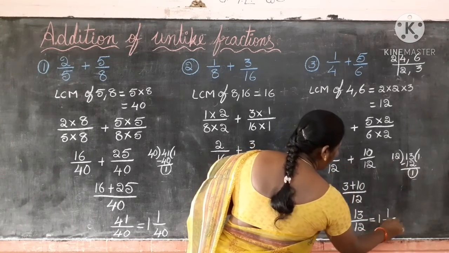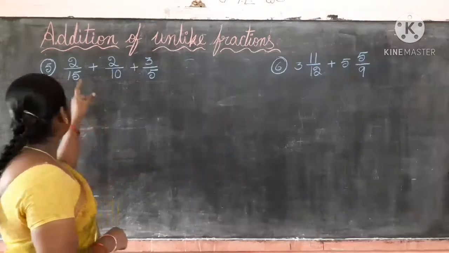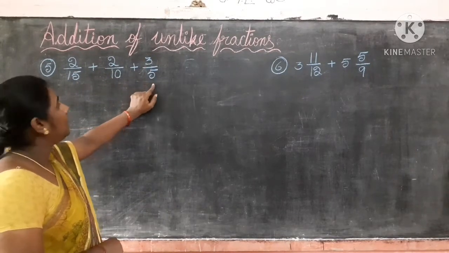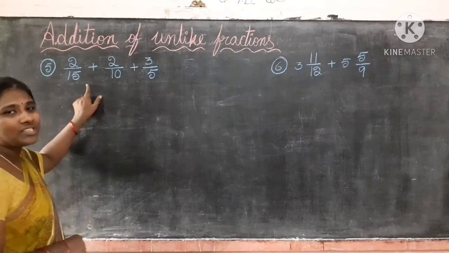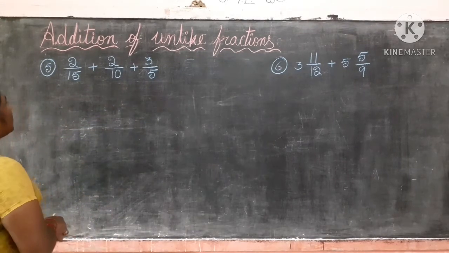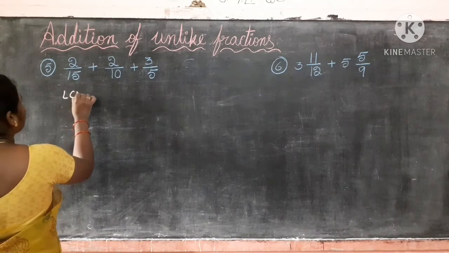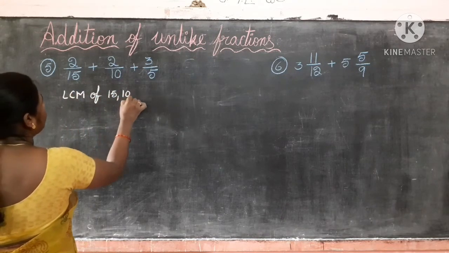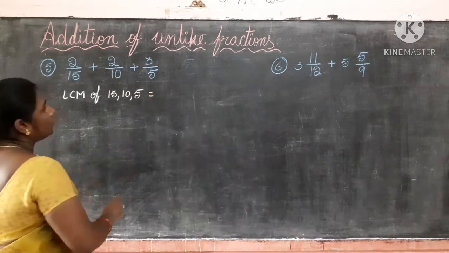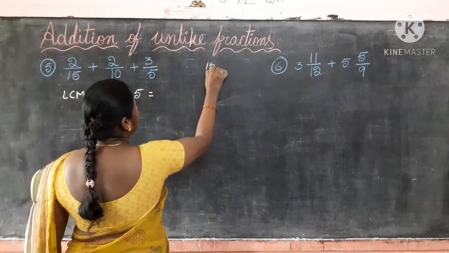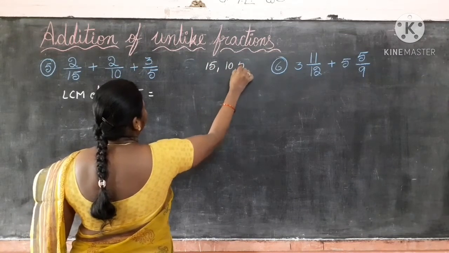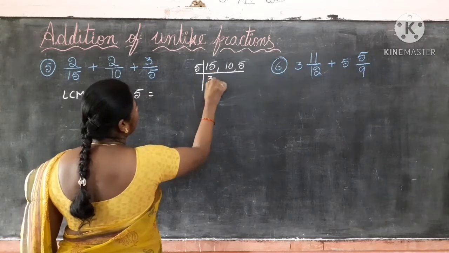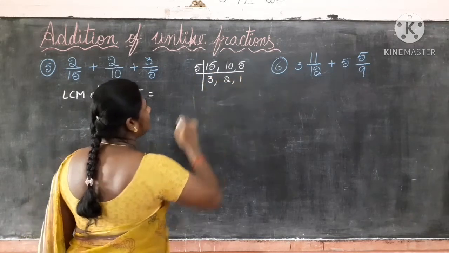So 1 by 12. Next one: 2 by 15 plus 2 by 10 plus 3 by 5. Here these are also unlike fractions. First we have to find the LCM of these three numbers. So LCM of 15, 10, 5. All will come in 5 table. So 5 3s are 15, 5 2s are 10, 5 1s are 5.